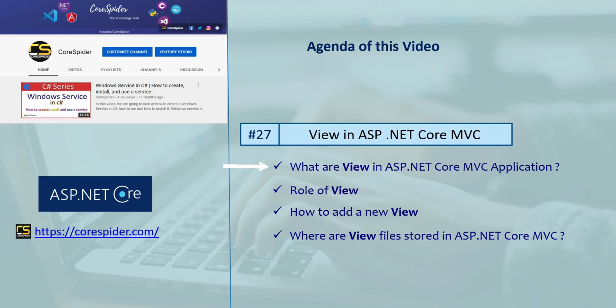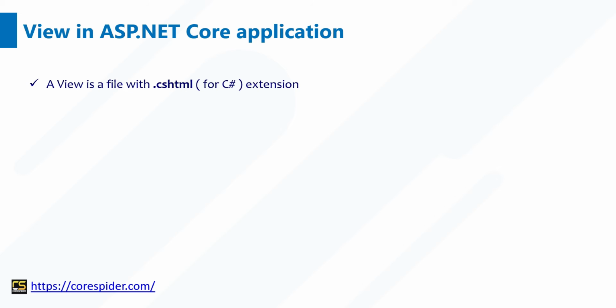So let's first discuss what are Views in ASP.NET Core MVC. In the Model View Controller pattern, the view is the component that contains the logic to represent the model data as a user interface with which the end user can interact. A View is an HTML template with embedded Razor markup. A view file is a file with a .cshtml extension for C#. For VB, it may be .vbhtml. CSHTML is the combination of C# and HTML.